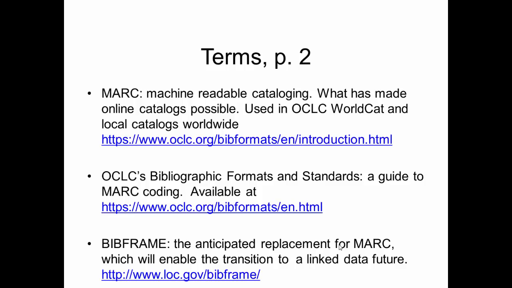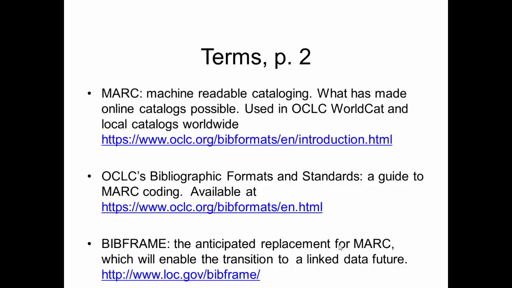AACR2 and RDA are in a different category than MARC. MARC is a metadata transmission standard, or an encoding standard. MARC specifies where and how to input information using numbered fields, subfields, and indicators in bibliographic records so that computers can correctly manipulate and display data in ways that people can use. Elements that are valid for use in a MARC record are explained in OCLC's document on the web, Bibliographic Formats and Standards.